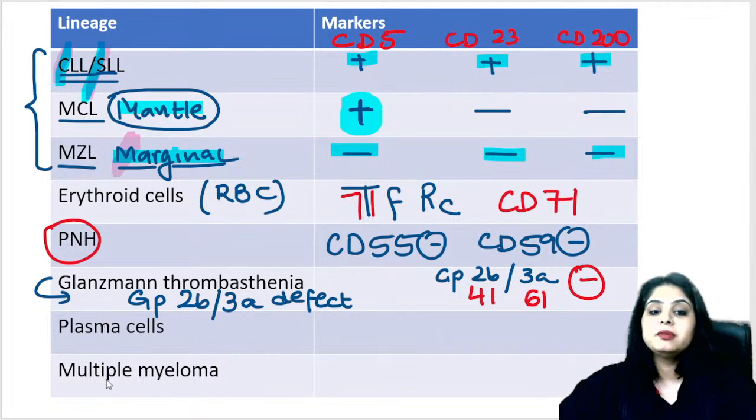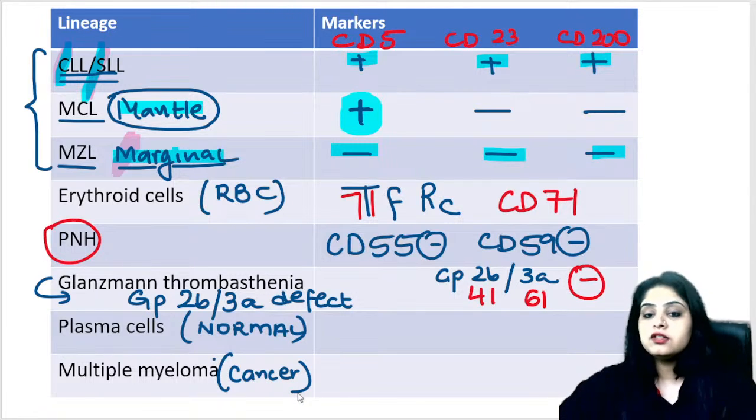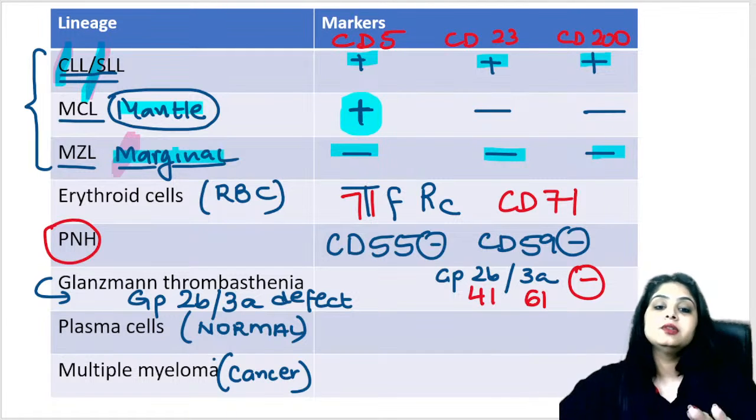Now coming to plasma cells and multiple myeloma. I want you to know the difference between a normal plasma cell and a cancer plasma cell. Normal is different, cancer is different. So what are you gonna do? You're gonna make a tiny little table over here and I'm gonna tell you a story. Last story and then you are good to go with the graphs. I'm gonna tell you a story of a good child and a bad child. A good child is someone who is gonna take care of his parents and a bad child is someone who's gonna leave his parents. So first tell me, who are the parents of a plasma cell?